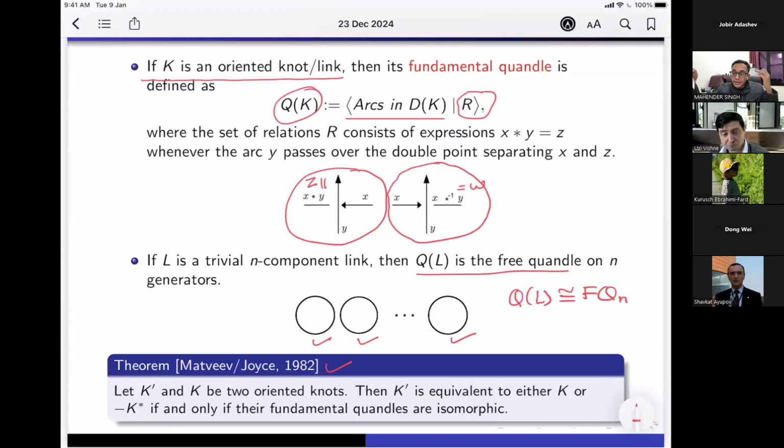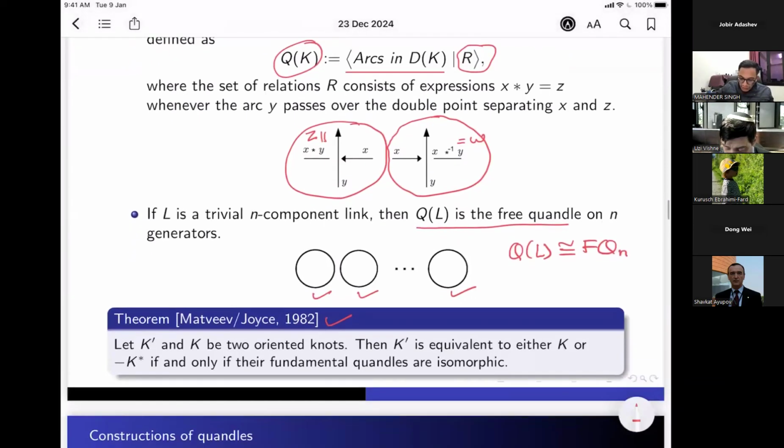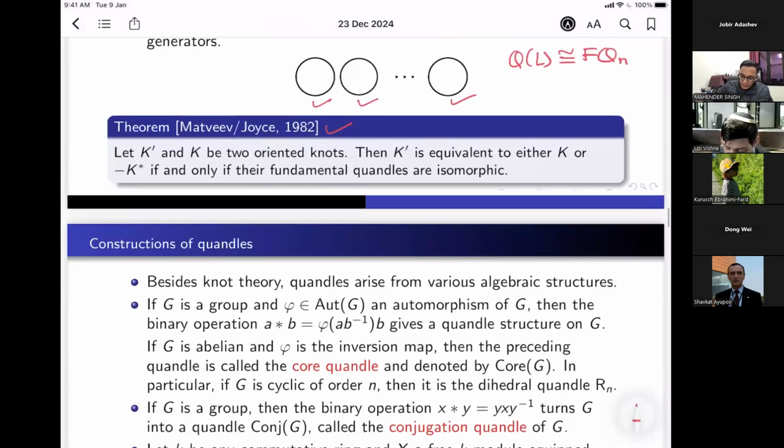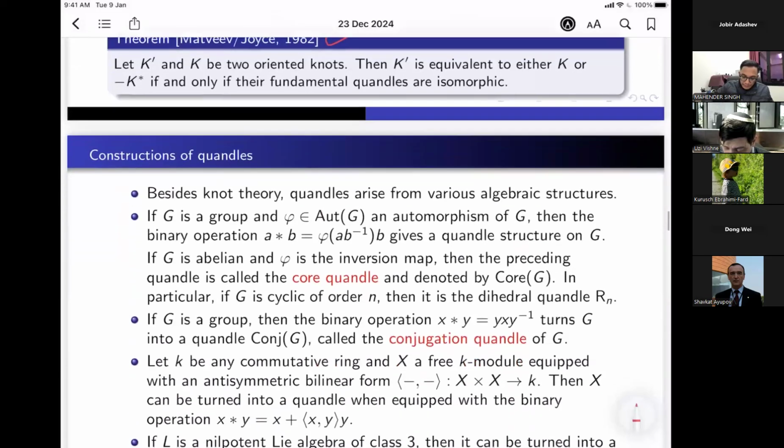So in fact, for those familiar with knot theory, one can recover many classical invariants of knots and links from quandles. For example, the fundamental group, the Alexander polynomial. In fact, the volume of a hyperbolic knot can be recovered from quandles. So without getting much into topology, let us now get into algebra and see a lot of examples of quandles before we jump into quandle rings.